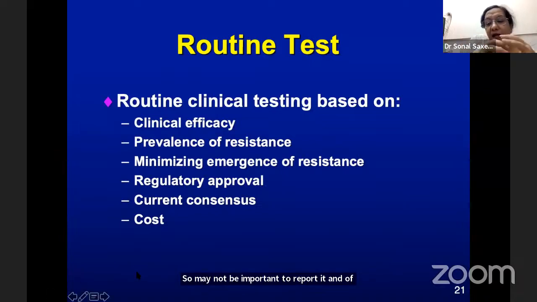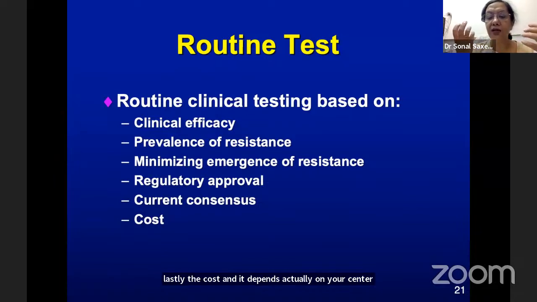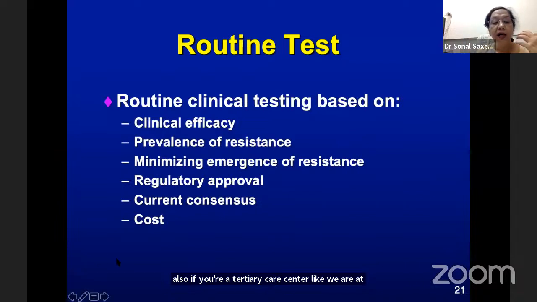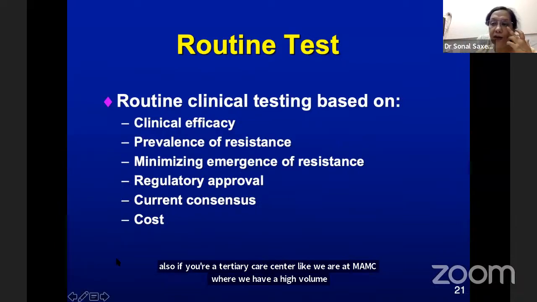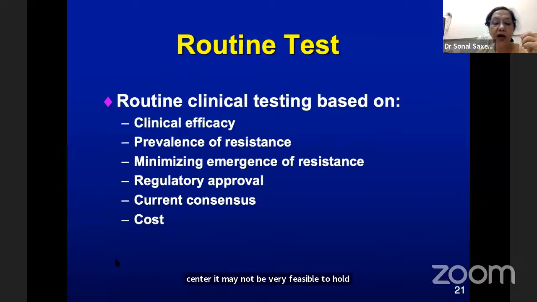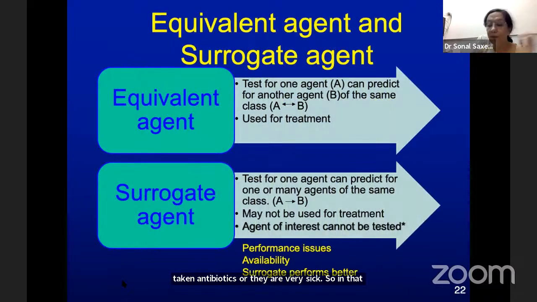And it depends actually on your center also. If you're a tertiary care center like we are at MAMC, where we have a high volume center, it may not be very feasible to hold back the tier 2 and tier 3 because our patients have already taken antibiotics or they are very sick. So in those cases you may want to prescribe everything, test everything, to save a day.